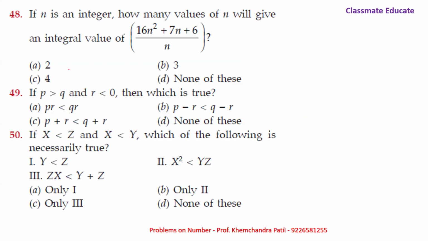If P is greater than Q and R is less than 0, what it means? R is less than 0, इसका मतलब R नेगेटिव भी हो सकता है. R is less than 0. Now, which of the following is true? Which of the following is true? Now, P is greater than Q. Now, here यहाँ पे कुछ भी नहीं उन्होंने बोला है वेदर पी क्यू आर द पॉजिटिव नेगेटिव इंटीजर, ऐसा कुछ भी नहीं बोला है, कुछ भी मेंशन नहीं किया है.